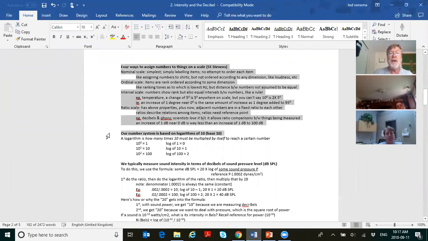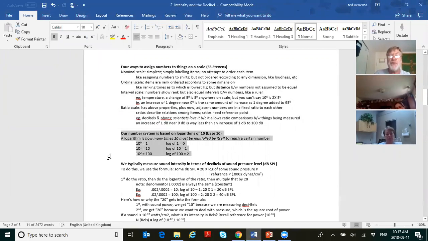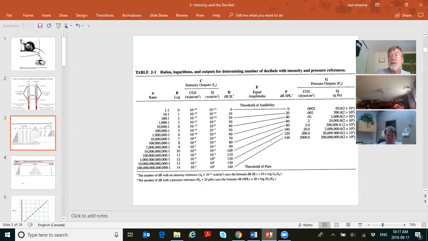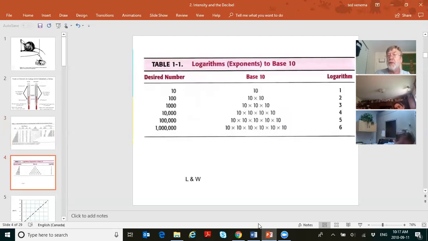Our number system is based on logarithms of log 10. And that's what you saw in your textbook in this particular picture. That's how our numeric system is based.